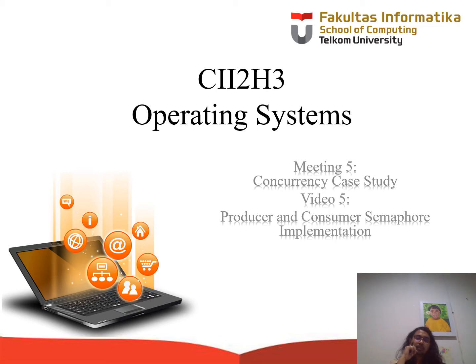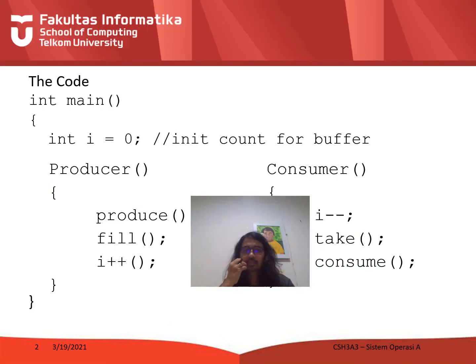In the fifth video, we are going to discuss the producer and consumer semaphore implementation. Don't forget, this is our program, the producer and the consumer. Now we want to implement the semaphore in the producer and the consumer so mutual exclusion can happen. Before we discuss the consumer and producer, let's remember that we have three different problems, and to address these three different problems, we need three different semaphores.